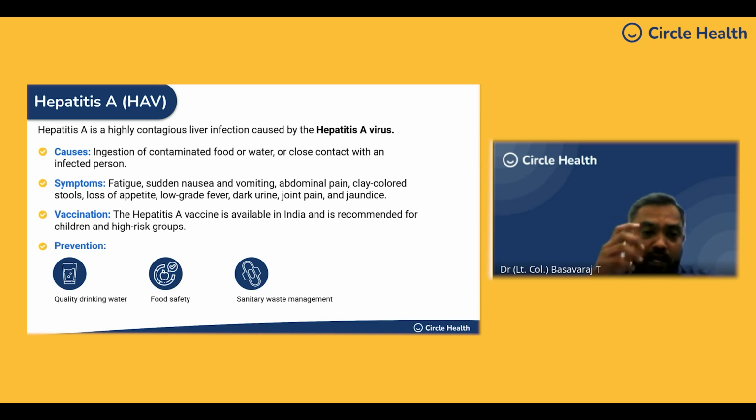Coming to the prevention part, as I said, the source of infection is a person. It can survive outside the person also for quite some time. Now, what happens when you ingest those contaminated food or water? For around 2 weeks, you'll not be having any symptoms. But after 2 weeks, you'll start having these symptoms. But sometimes, as I told, there will be subclinical cases where there will be no symptoms. So you should be aware that if these symptoms come, you should visit a doctor.